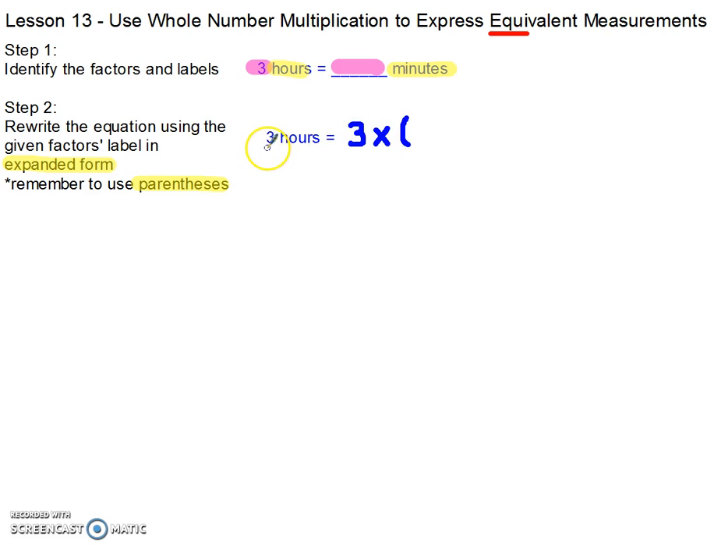I have my 3 and I've used that. Now I have hours that I want to do. And I'm just going to label it 1 hour. So we could rewrite 3 hours as 3 times 1 hour.